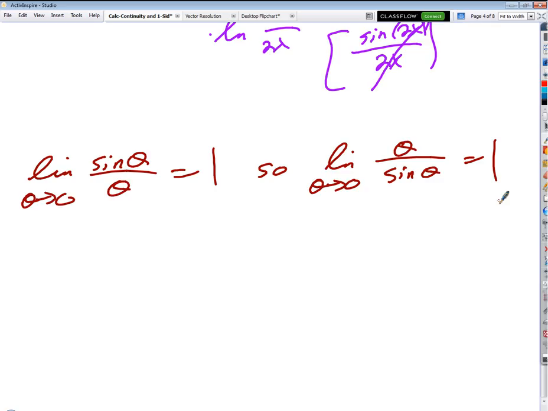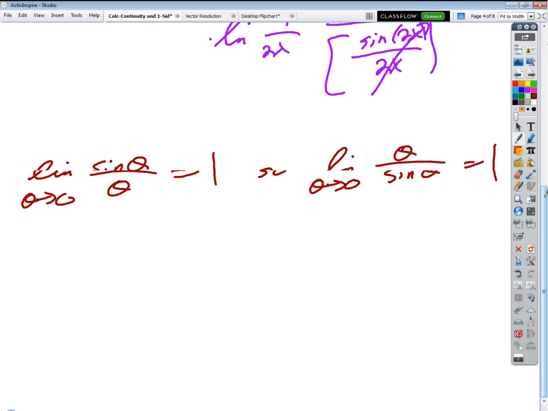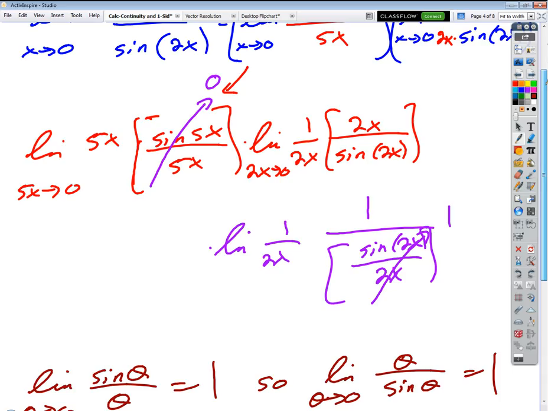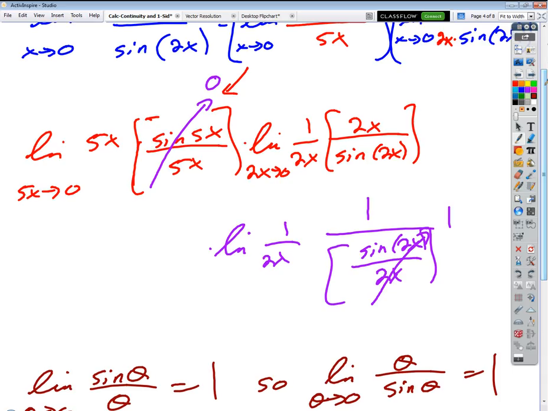Make sense? Question? Scroll up. Shouldn't sine 5x over 5x equal 1? Oh, I'm sorry, it is 1. I don't know why I wrote it. You're right.